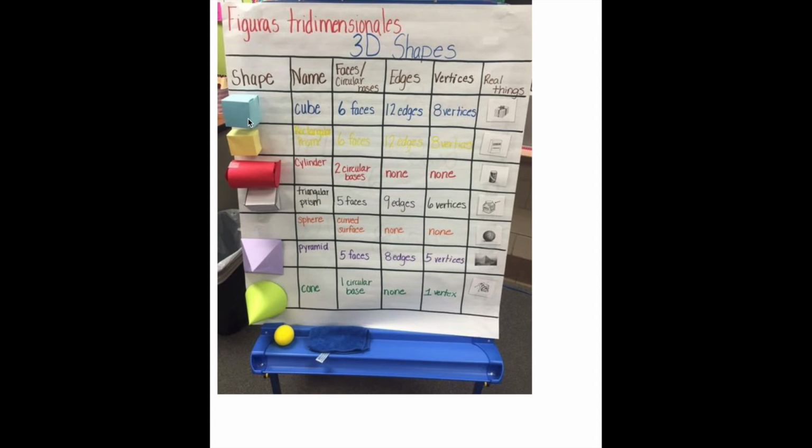Don't forget the bottom. 4. Don't forget the side. 5. And don't forget the very back. 6. 6 faces. How many edges? Let's count. 1, 2, 3, 4, 5, 6, 7. Don't forget the back. 8, 9, 10, 11, and this one right here, 12.